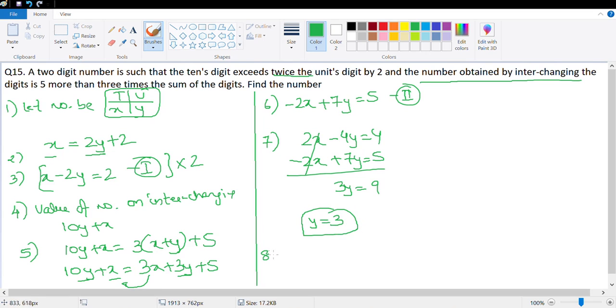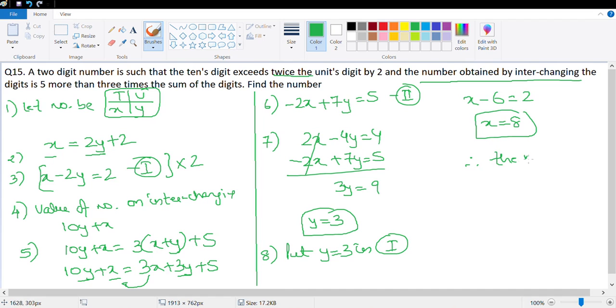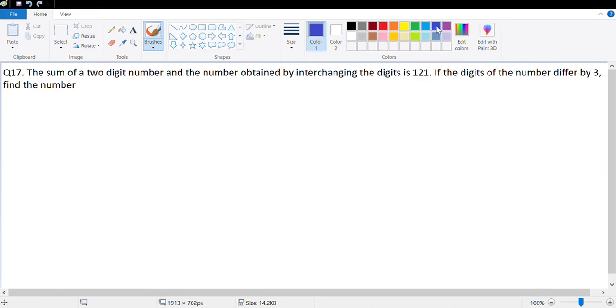4 plus 5, 9, which means y is equal to 3. Next, put y is equal to 3 in equation 1. And we have x minus 6 is equal to 2. x is equal to 8. Therefore, the number is 83. So that's our final answer. Good, that brings me to the last homework question, which is question number 17.